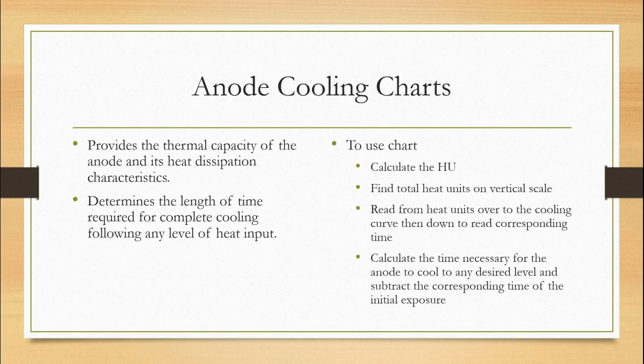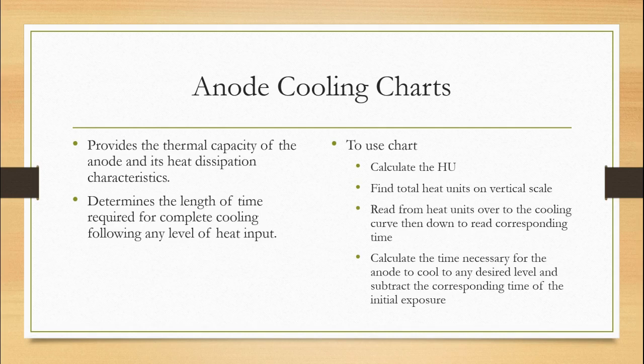So anode cooling charts provide a thermal capacity of the anode and its heat dissipation characteristics. They determine the length of time required for complete cooling following a level of heat input. So how long does it take for the anode to cool? Okay, how long do I need to wait? To use the chart, you have to calculate your heat units first. Okay, so you've got to look and see how many heat units you are dealing with.